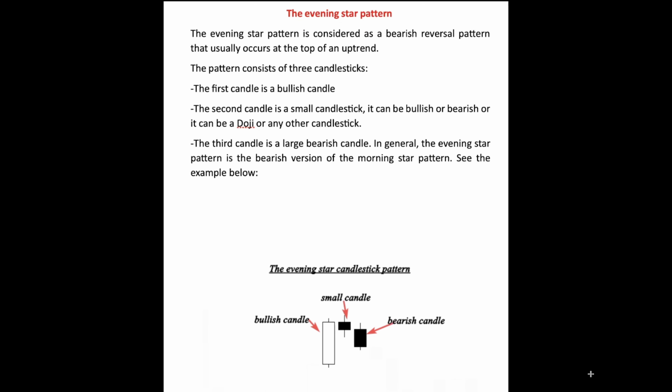Evening star candlestick pattern. This pattern is actually exactly the opposite of the last one. What we did last time, we were looking for buy options, and in this pattern we are going to be looking for selling options. Let's think like these three candles are meaning a day. This candle was Monday, this candle was Tuesday, and the other one was Wednesday.